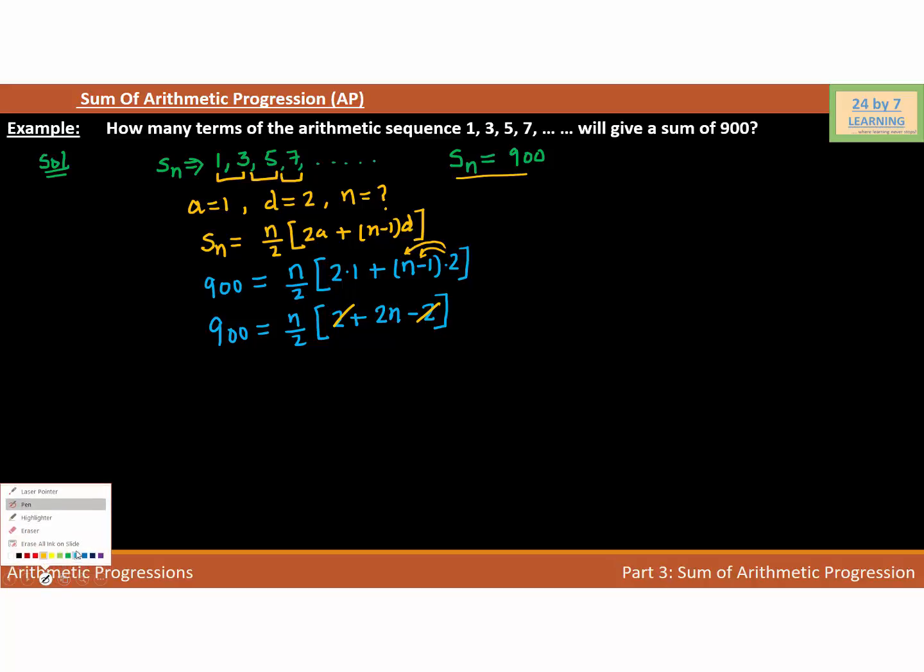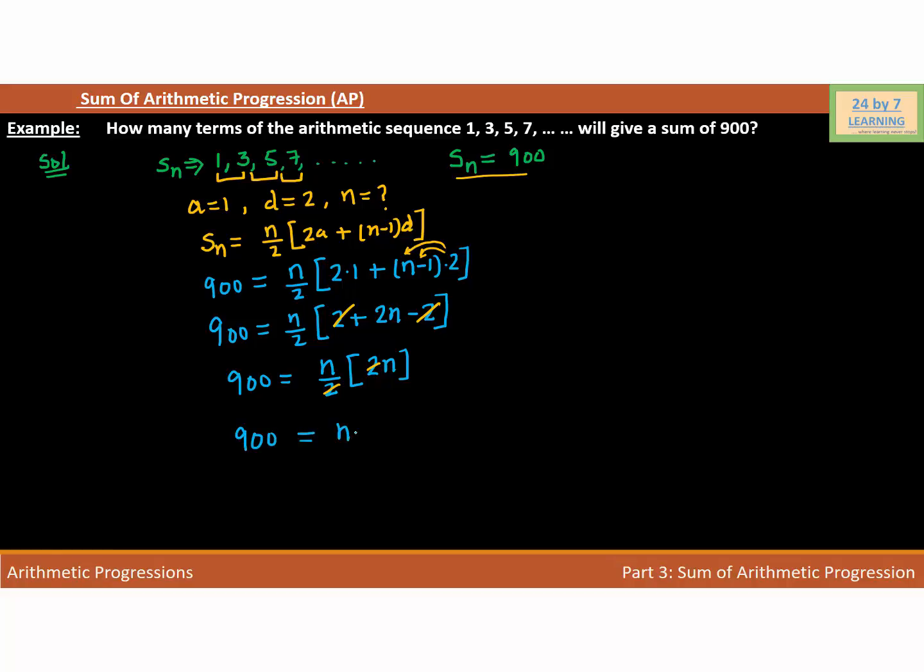If I do that, I have 900 is equal to n over 2, inside the bracket only 2n left. Now, if you look closely again, this 2 and this 2 can cancel out. So I'm going to cancel them, and I will write 900 is equal to n times n, and n times n is basically n squared, that is 900.